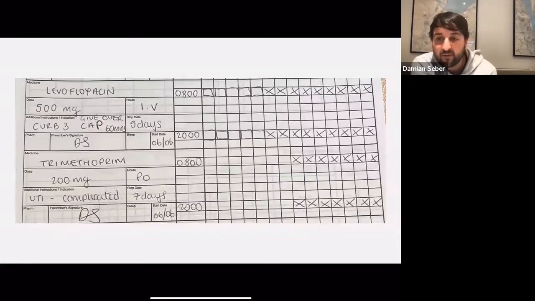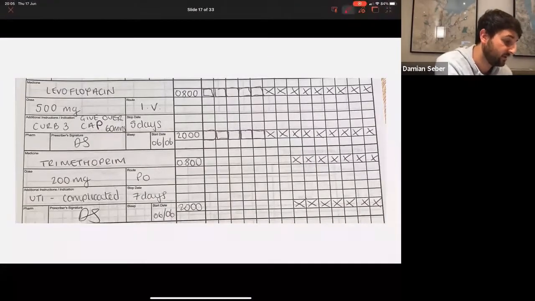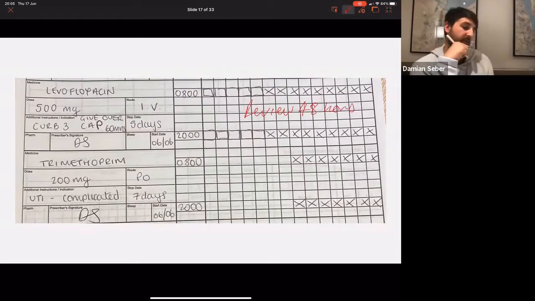Where would you write review in 48 hours? You can write that as a stop date, so review 48 hours, or you can literally just write it on the prescription itself. So review 48 hours. You can just write it there. As long as you make sure anything that you write on it has been signed by you, then that's okay.